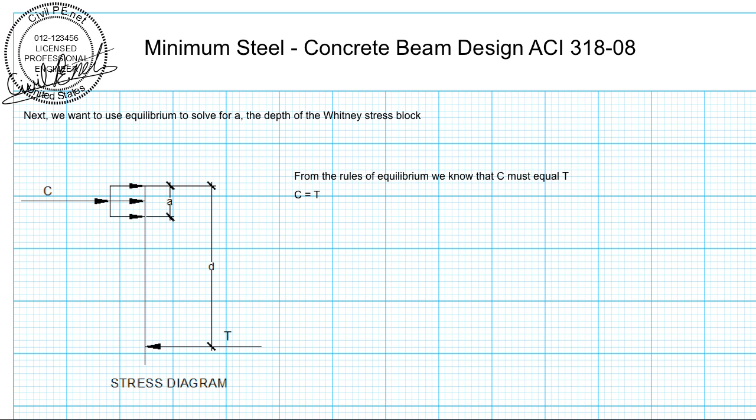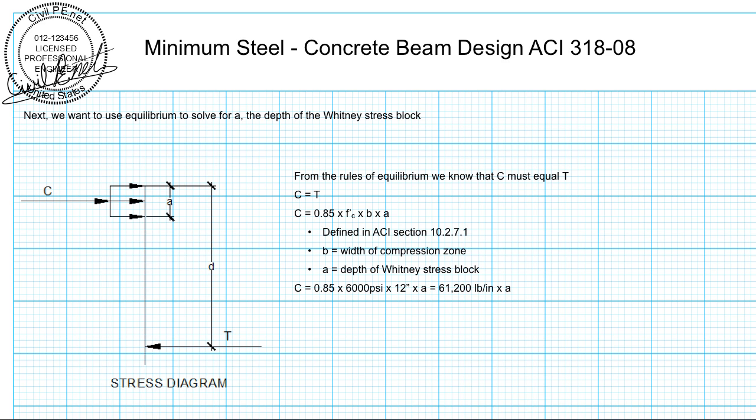From the rules of equilibrium, we know that the compression force C must equal the tensile force T, equal and opposite, or else this beam would be sliding off into space. So that compression force per ACI is equal to 0.85 times f'c times b times a. That's that Whitney stress block that I've referred to several times now that ACI uses as an approximation for the stress in concrete. b is the width of the compression zone, a is the depth of that stress block. Substituting our values in, we get that the compression force is equal to 0.85 times 6,000 psi times 12 inches times a, the depth of that stress block, which equals 61,200 pounds per inch times a.